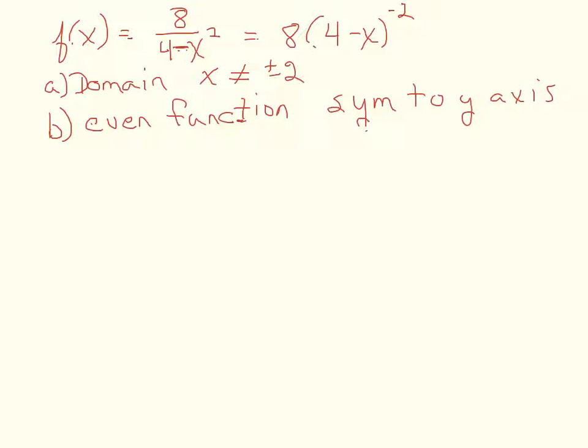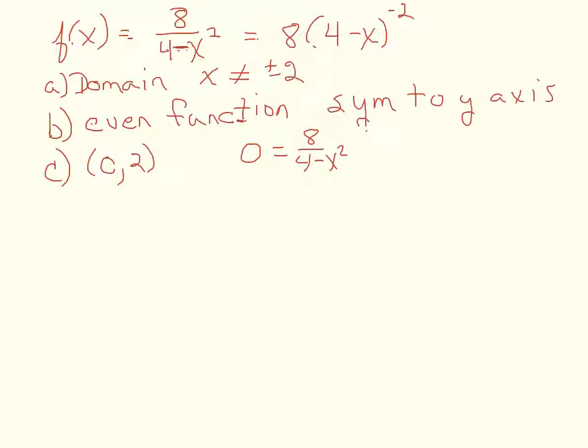If we think about intercepts, if I let x equal 0, my y is going to be 2. If I let y equal 0, we get no intercept. So the only intercept that we have is 0, 2. If I let y equal 0, we'd have this, and 8 cannot equal 0, so there is no x-intercept.